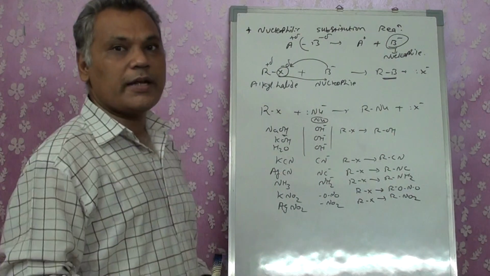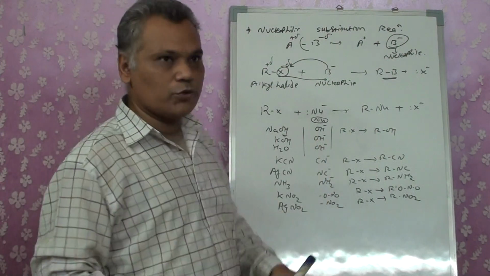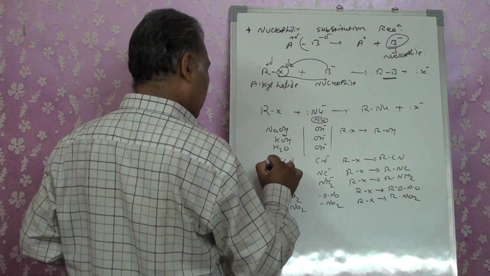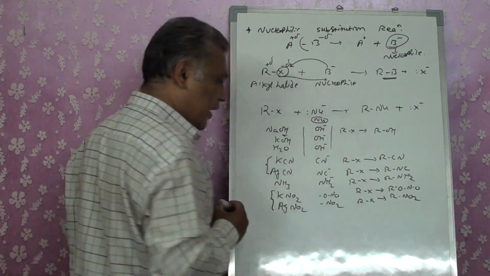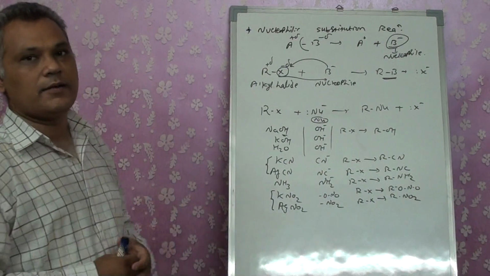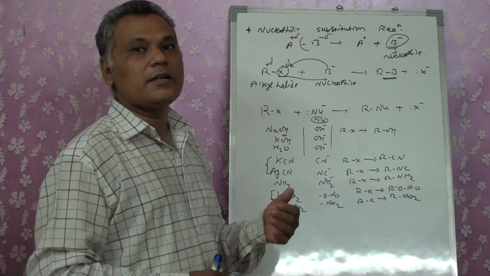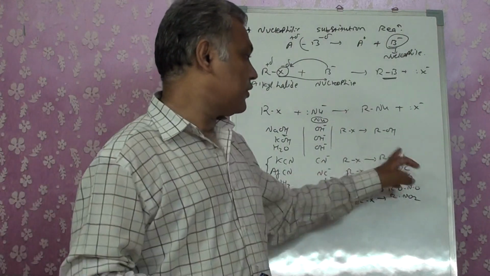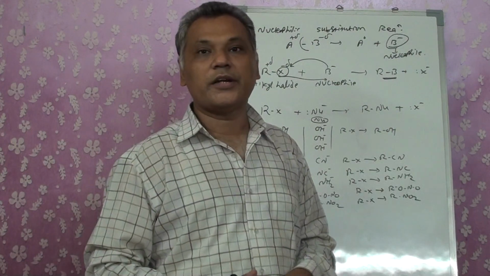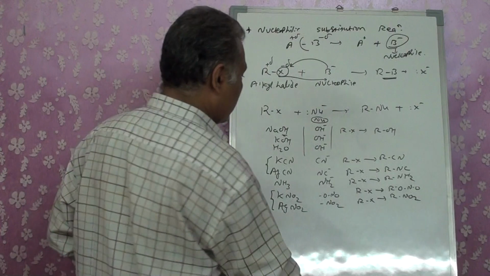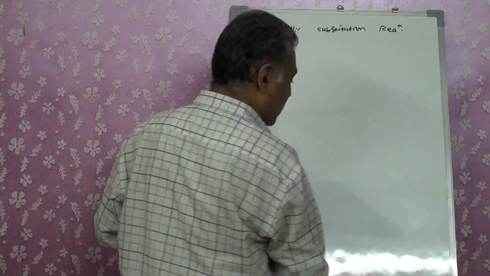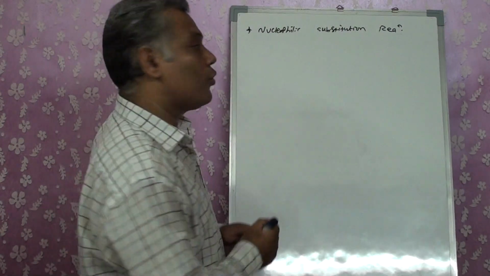Now this is clear to me, what nucleophilic substitution is, but the question arises: sir, between these two components, why are the products changing? Though I am using KCN and AgCN, why has the product changed? KCN produced CN, AgCN produced NC. This is cyanide, this is isocyanide. For that, we will understand that these nucleophiles are known as ambidentate nucleophiles.